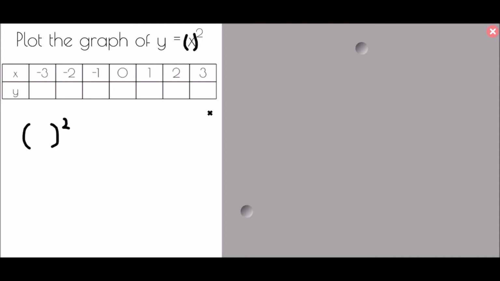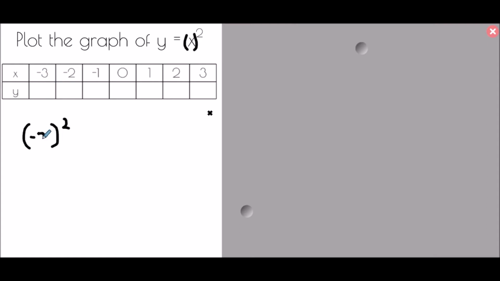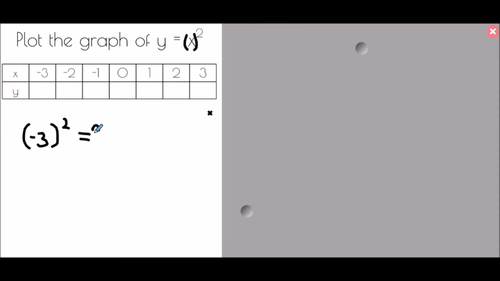Okay, so let's have a go at that. We're going to use the first one, the -3. I'm going to place -3 in brackets, close the brackets, and then use the little x squared button to get my answer. Press equals, and I get an answer of 9. And so that is going to go into my table.